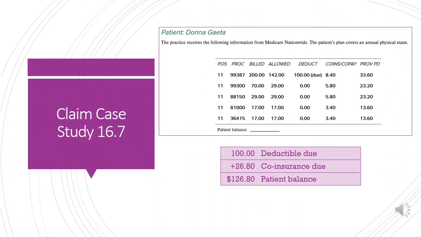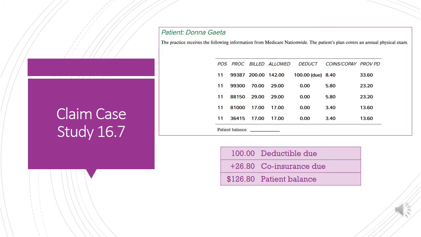Claim Case Study 16.7. Donna has several charges on the RA from Medicare nationwide. Notice in the deductible column she does owe $100. The patient needs to pay that first. She also has coinsurance of 20% of each charge. Adding up her coinsurance responsibility, Donna owes $26.80. Add the deductible column and the coinsurance column, which equals $126.80. This is the patient's balance.